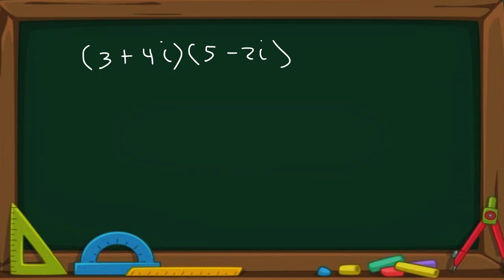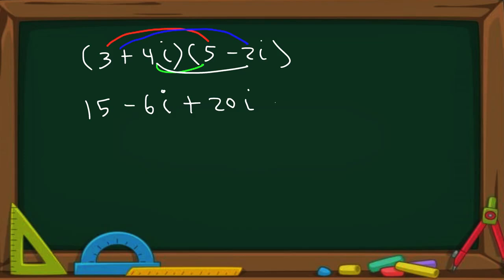So in this example, we need to FOIL. 3 times 5, that's 15. Next we have 3 times -2i, and that's going to be -6i. And then 4i times 5, that's positive 20i. And then we have 4i times -2i, which is -8i squared. So it's always good to double check your work just to make sure everything is correct.